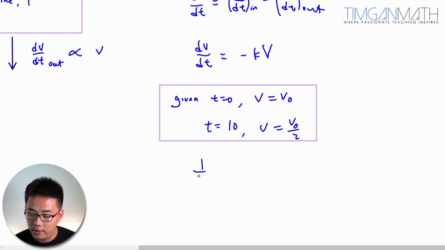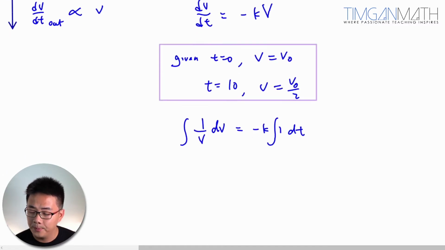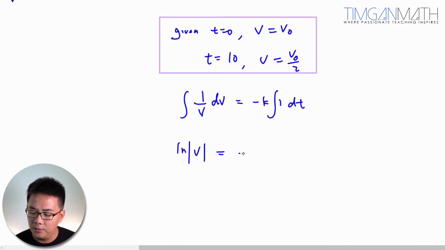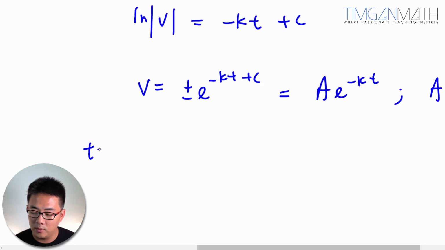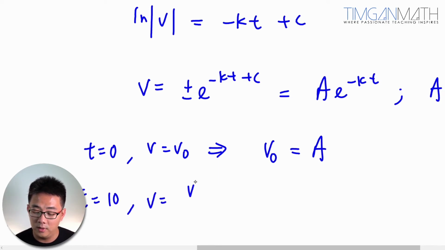So what we get is the integral of dV over V equals the integral of minus k dt. So ln V equals minus kt plus c. So V equals plus or minus e to the minus kt plus c, which is A e to the minus kt, where A equals plus or minus e to the c. When t equals 0, V equals V naught, so V naught equals A. When t equals 10 minutes, V equals V naught over 2.